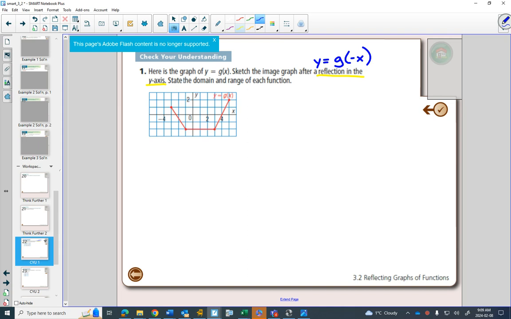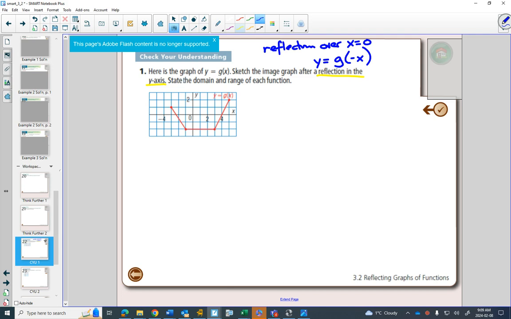So instead of saying sketch the graph after reflection over the y-axis, they could say sketch the graph of y equals g of negative x. And you'd have to know that that's the same thing. And sometimes they have the actual equation of the y-axis. The equation of the y-axis is x equals 0.